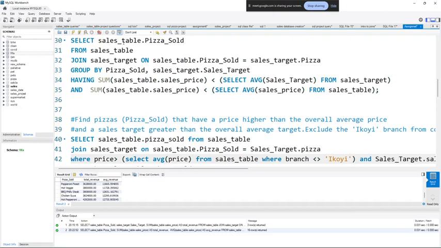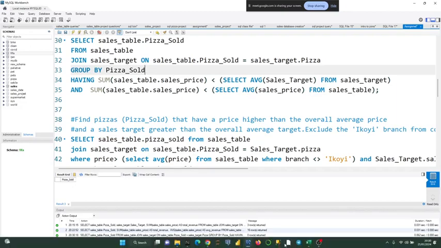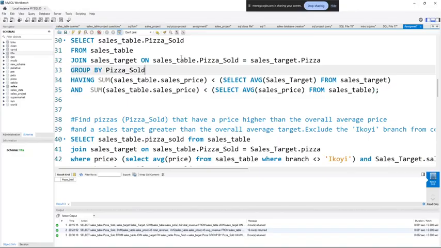So what will I group by? Hold on, I don't need this. Yes. So now, what am I grouping by? Which type of total am I using? Since I'm using this type of total, I'm grouping by the pizza sold. So let's group by the pizza sold. No problem. Now, those are our conditions.